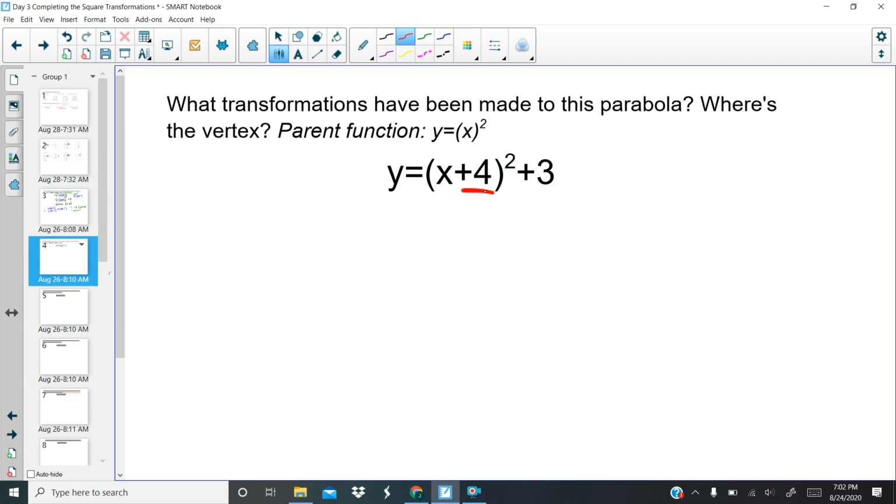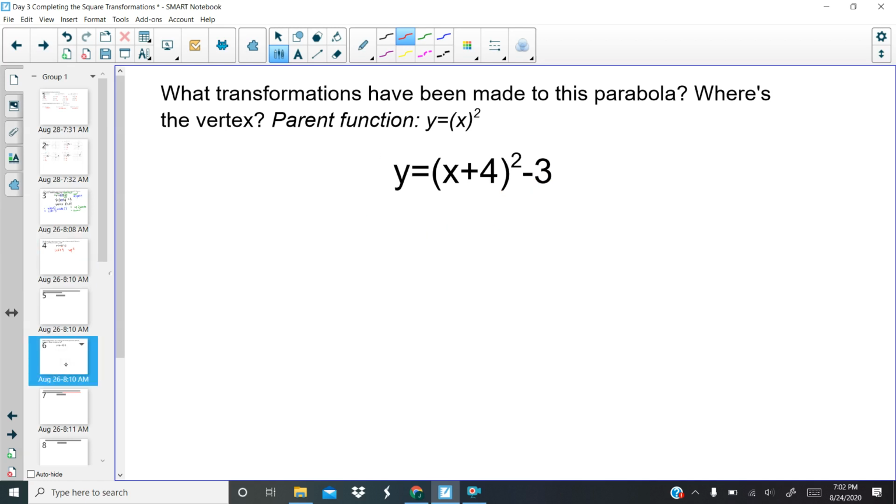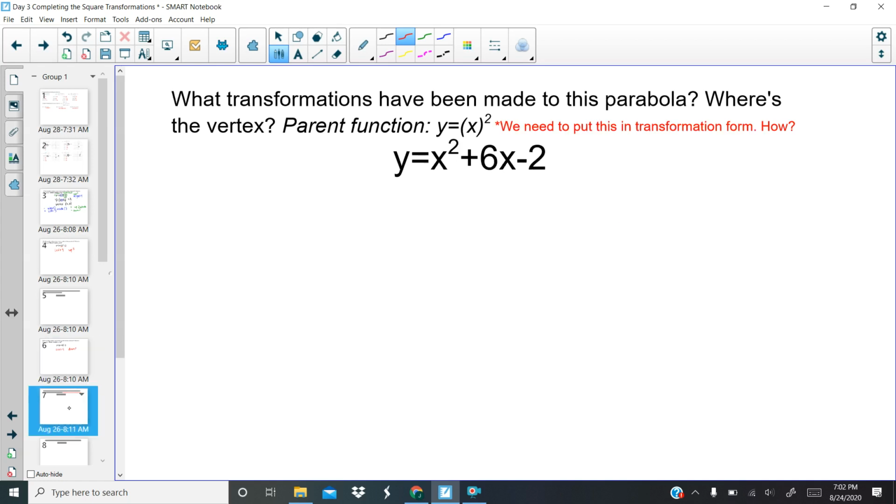On the inside, you have a plus 4. That means it was moved left 4. And then the plus 3 on the outside means it moved up 3 from the origin. I think there are a few more examples like that. This one has the plus 4, so it moved left 4, and then it has the minus 3, so it moved down 3. So you guys get the point on this type of problem.